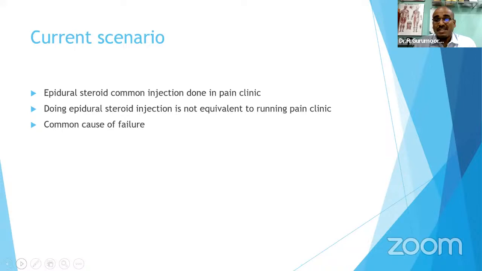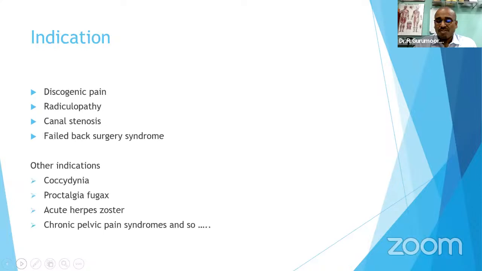You are giving a steroid, you are not getting a response, and you just say, okay, the steroid has failed. No, you have failed because you did it in the wrong patient. This is the most common cause of failure in epidural steroid. So what is the indication? We have a lot of indications for epidural steroids. If you go to the literature, there are a lot of cases and studies, but the most common indications are discogenic pain, radiculopathy, canal stenosis, and failed back surgery syndrome. These are the four important indications for epidural steroids.